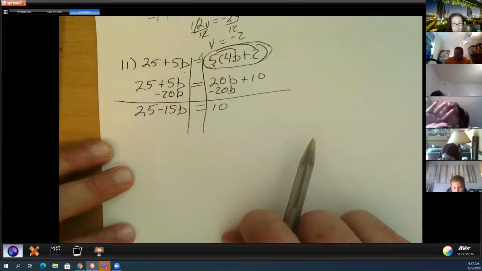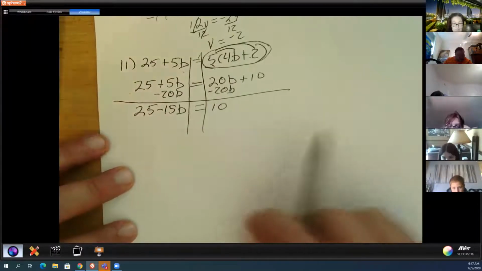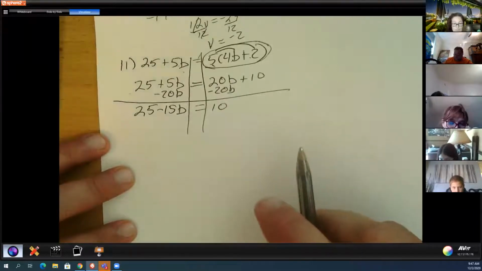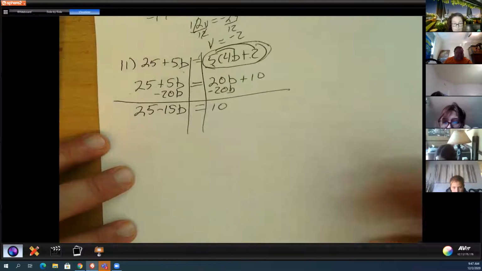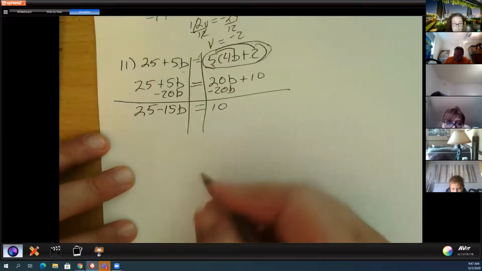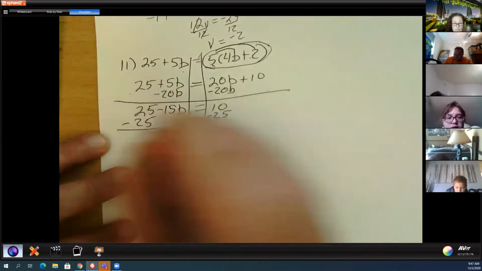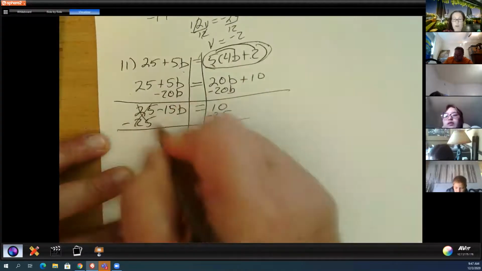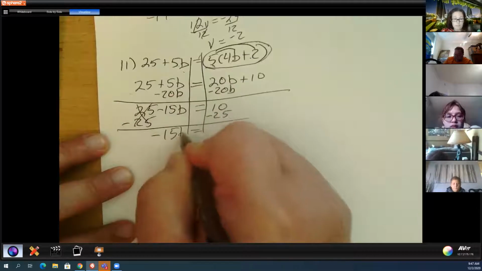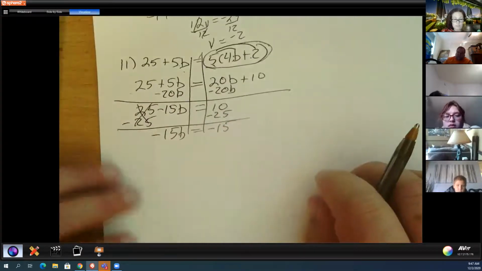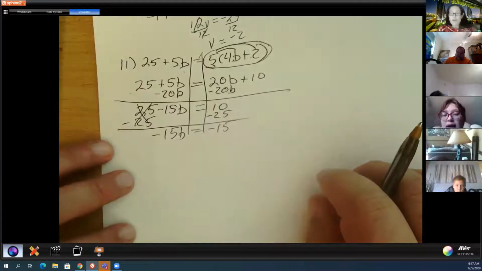What am I going to do, Ashlyn? What do I do first now? Don't you subtract 25? Exactly. I want to get rid of the number that's still over there with the variable, right? These cancel. I get negative 15b equals negative 15. Gee, I wonder what b could possibly be. Now what do I do?